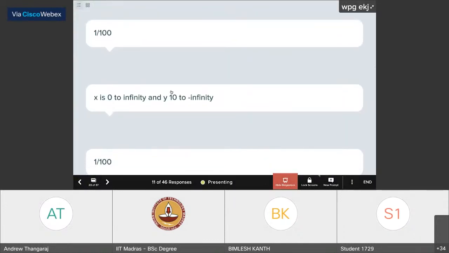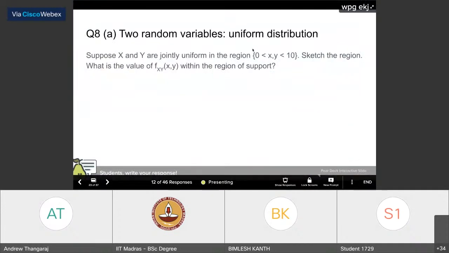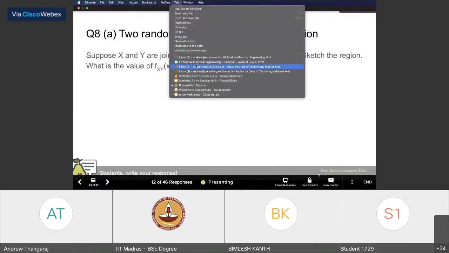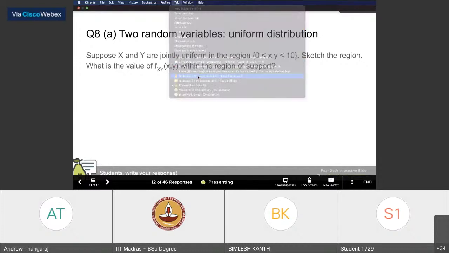X is 0 to infinity. No, X is not 0 to infinity. X is from 0 to 10. And Y is 0 to 10. It's jointly uniform in that region. So you have to do it slightly differently. So let me maybe show you how this joint distribution will look.